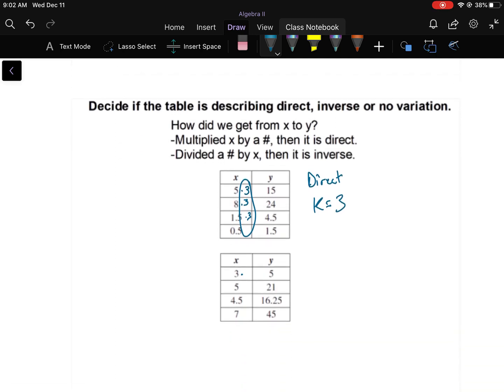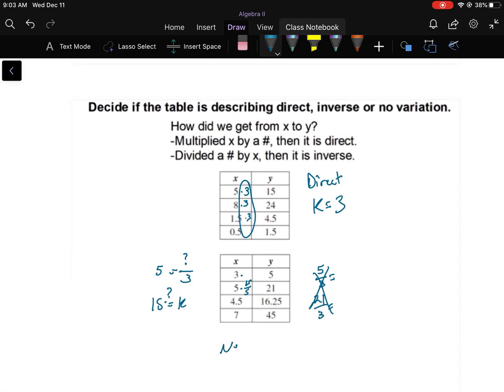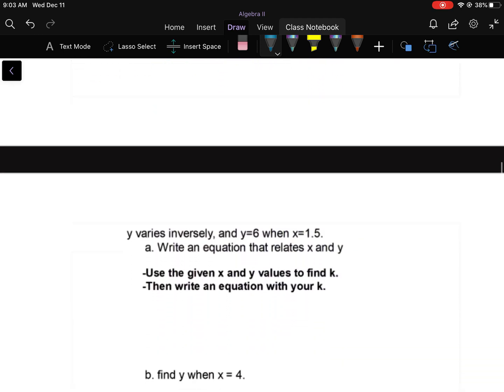So 3 times what gives you 5? I'm not quite sure. 5 times whatever gets you to 21? I'm not quite sure either. So I can actually try this. 5 divided by 3. Is that the same thing as 21 divided by 3? Nope, so it's not direct. Is there some number that I could divide by 3 and get to 5? So maybe possibly that k be 15? Well, 15 divided by 3, but is 15 divided by 5 21? No, so it's neither. It's neither one of those variations.